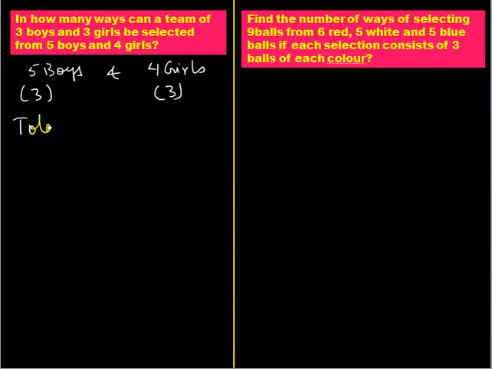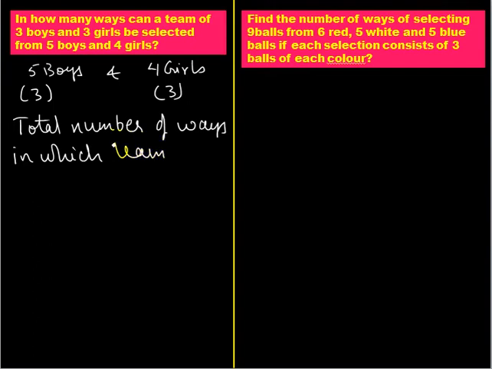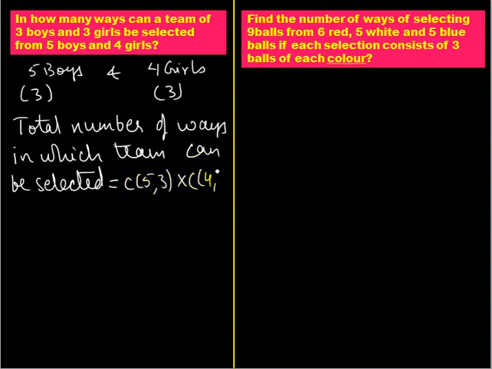Total number of ways in which the team can be selected will be, see, 3 boys will come out of 5. They will be selected out of 5 boys, and 3 girls will be selected out of 4 girls. So the total number of ways in which the team can be selected will be equal to C(5,3) into C(4,3).